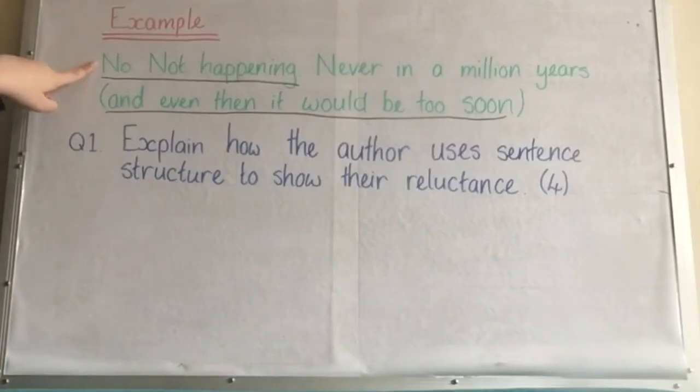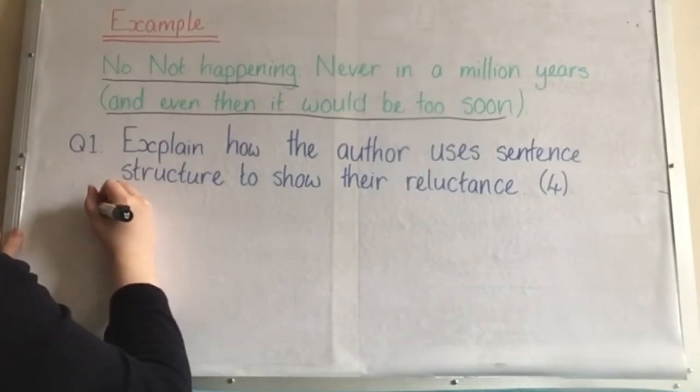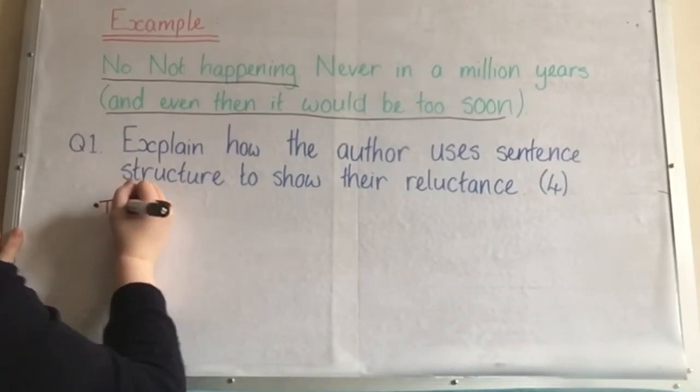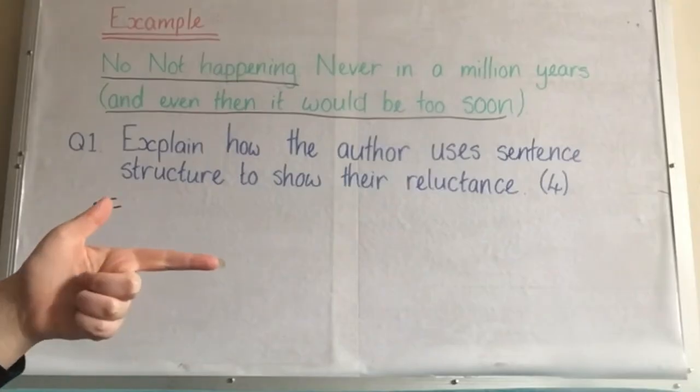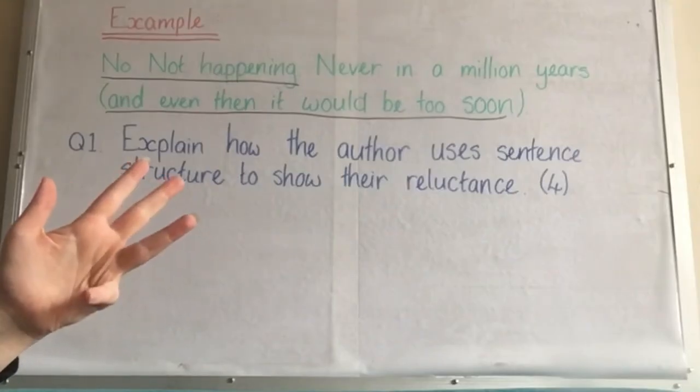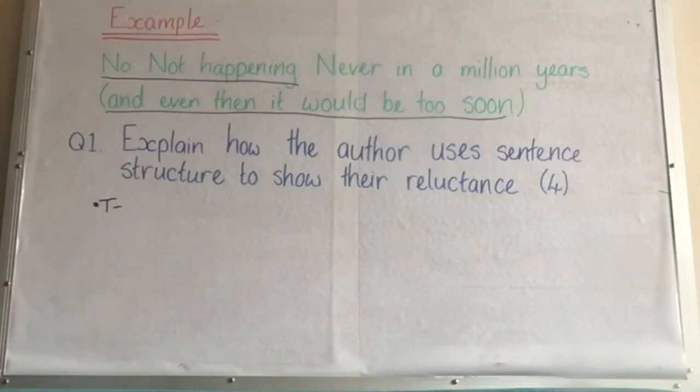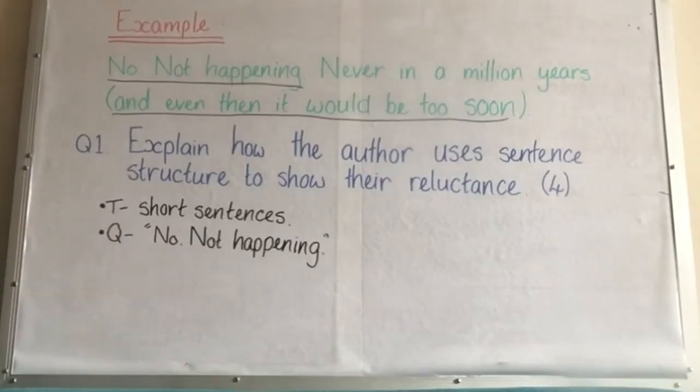We'll start off with this first one, "no, not happening." So, start off with technique, okay? Which technique is being used here? Remember, we use RIPLL. So, are we using repetition here? Nope. Inversion? Punctuation? Nope. We are thinking about sentence length. So what you'll notice here is that the author has used very short sentences. So that is what we are going to put for our technique. We've got short sentences. Next thing is our quotation, so we just write in that bit that we underlined, the "no, not happening."